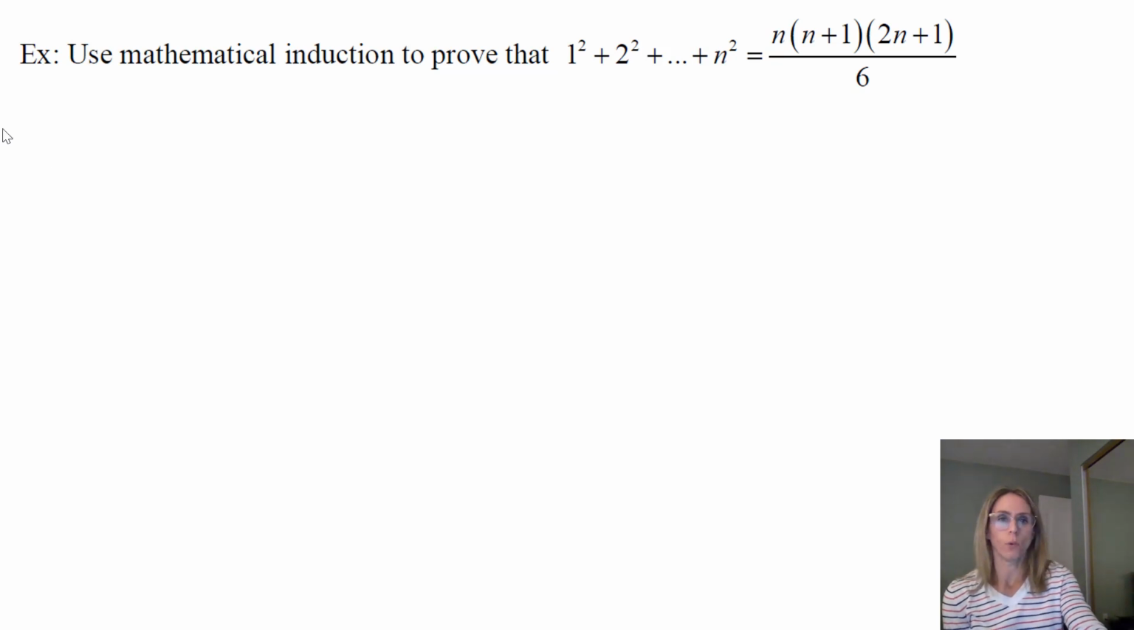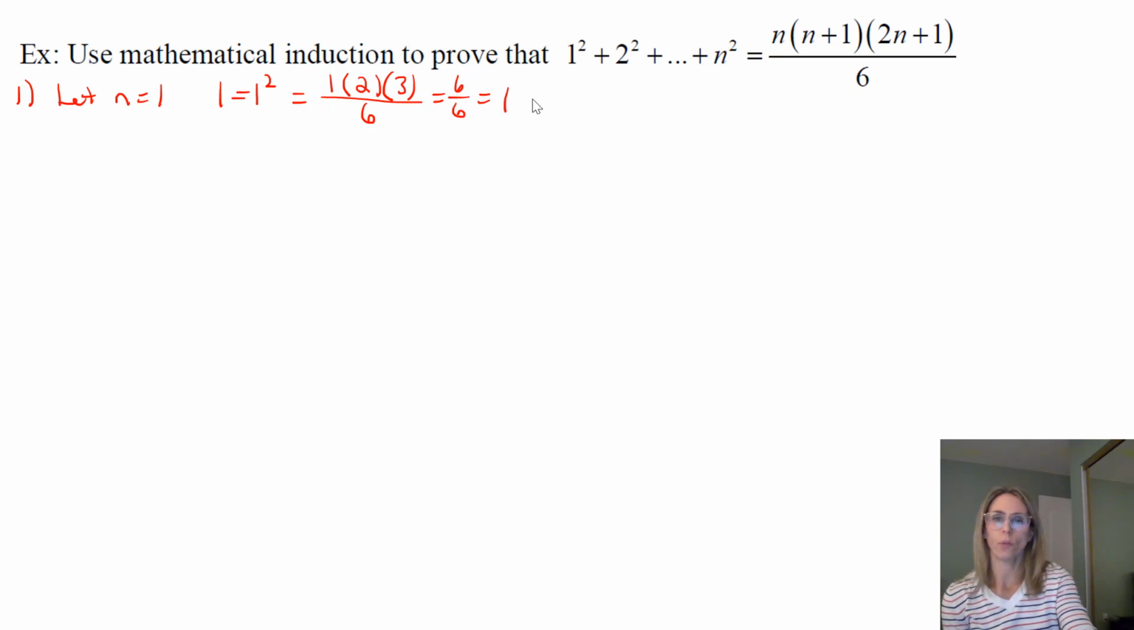Okay, so we start, same as usual. We are going to let n equal 1. When n is 1, the left-hand side is just 1 squared, it's just the first term. On the right-hand side, we have 1, putting in 1 for n, times 1 plus 1, which is 2, times 2 times 1 plus 1, which is 3, over 6. And hopefully you see that that is 6 over 6, which is 1. Left-hand side 1 squared, also 1, so here we are. It is true for n equals 1.